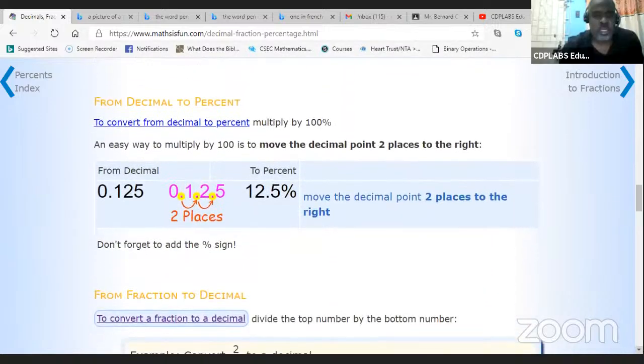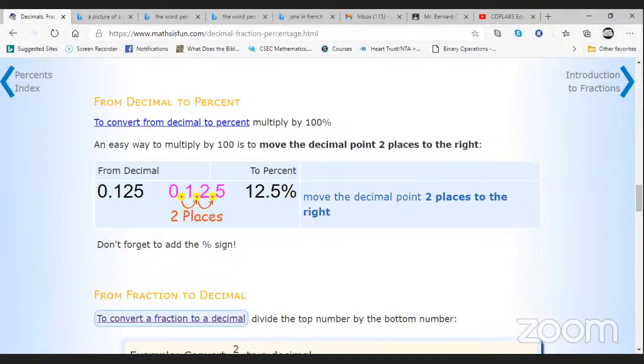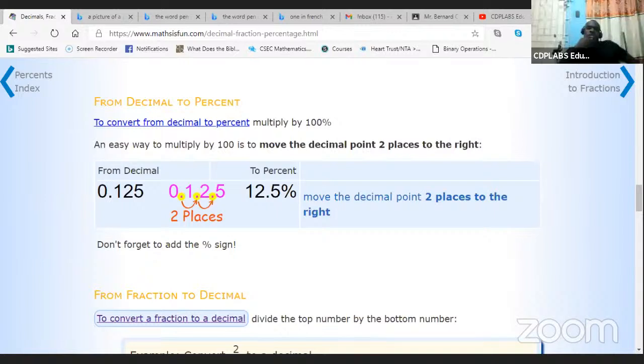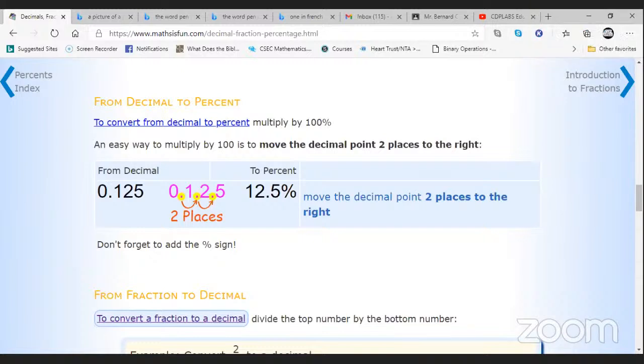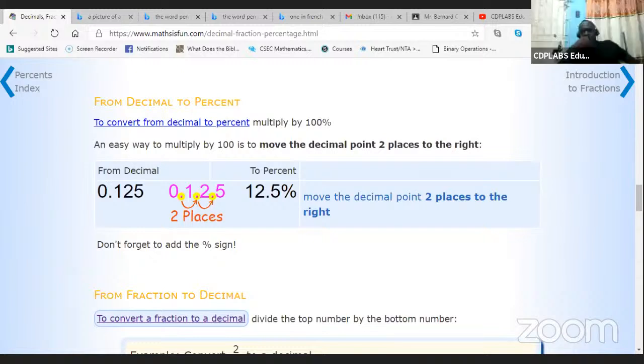So from decimal now to percentage. Convert from decimal to percent. That's the part that I needed you guys to figure out. Multiply by 100. You're going to realize they multiplied by 100 as well.